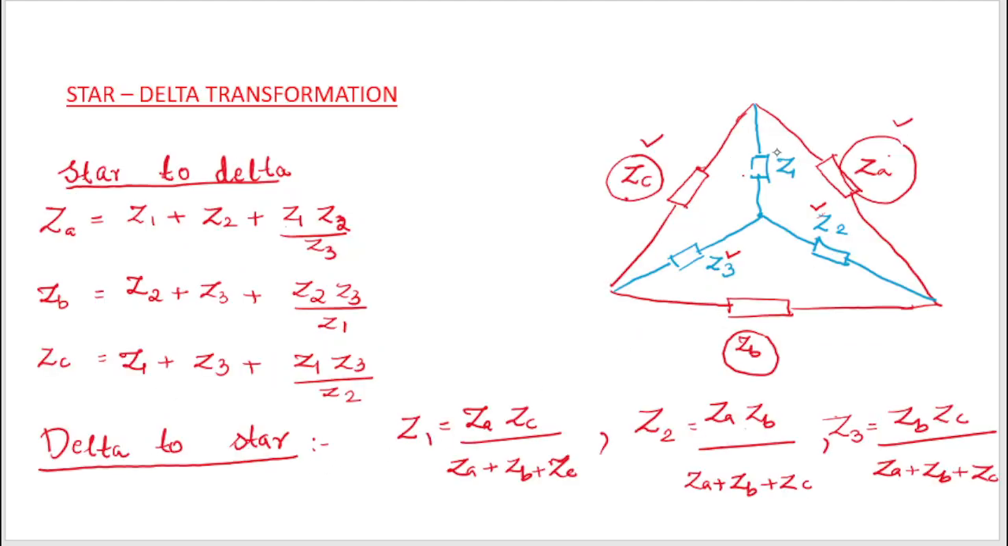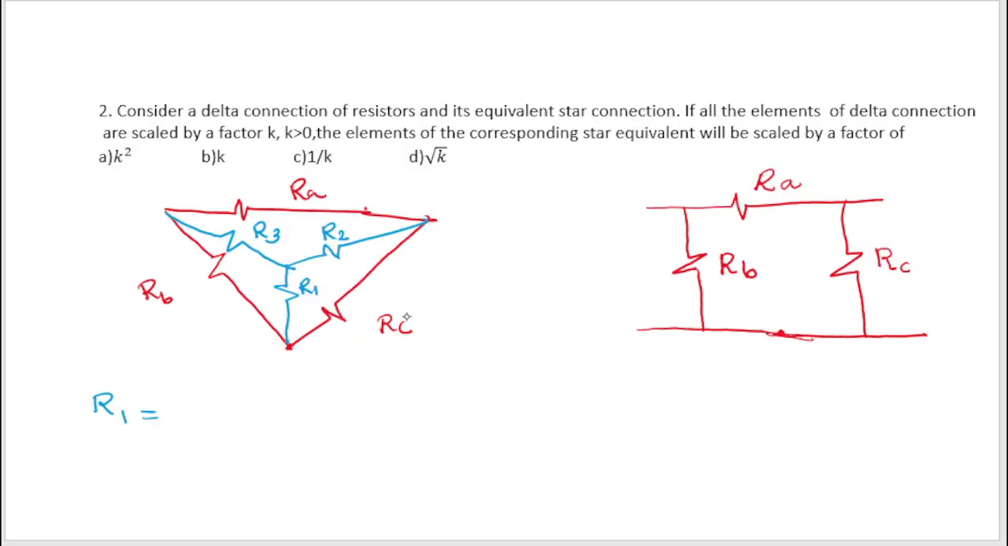This is Z1. To find Z1, take the adjacent elements of the delta, that is ZB, ZC, divided by the sum of all the elements, ZA plus ZB plus ZC. So to find R1, take the adjacent elements RB and RC: RB into RC divided by the sum of all the elements, RA plus RB plus RC.